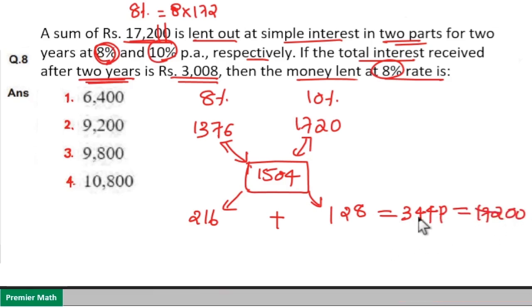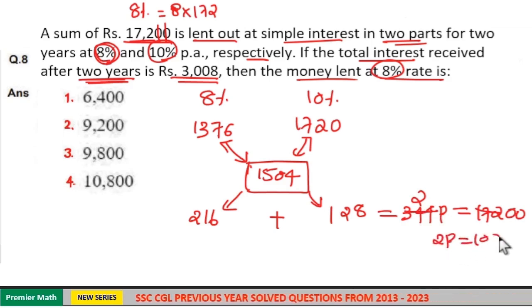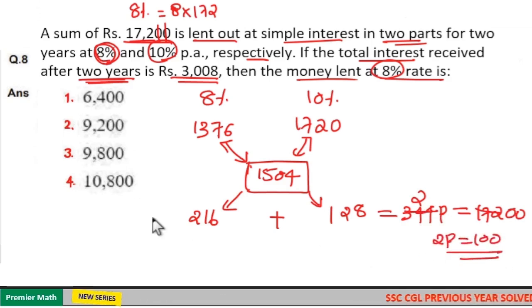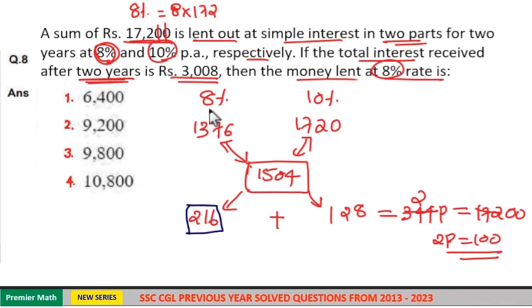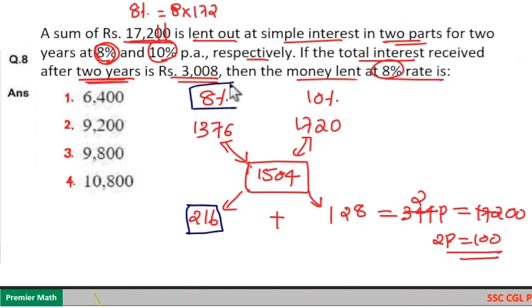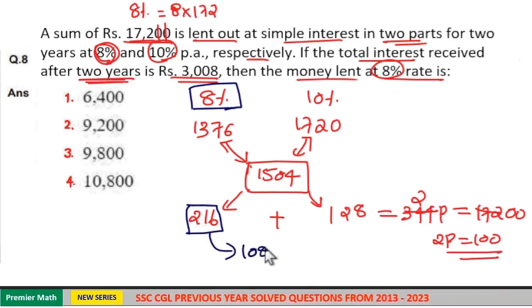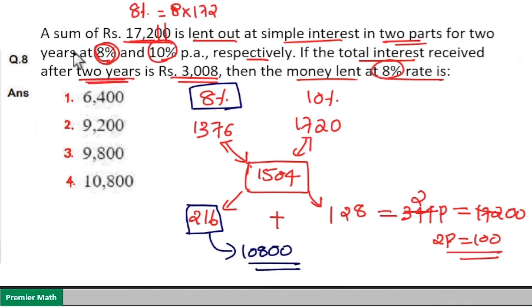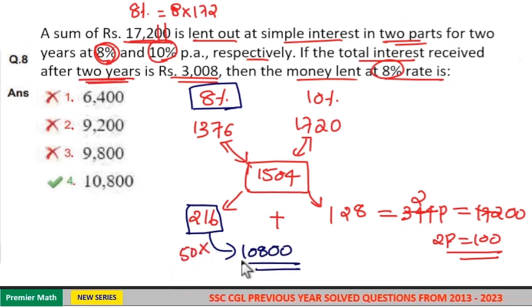17,200. 172 goes 2 times in 344. So 2 part is equal to 100. So we have to find out what is 216 part. That is sum lent at 8% is equal to 216 part. So here 2 part is 100 means if you take half of 216 which is 108. So 216 part is equal to 108 into 100. That is 10,800. Option 4 is your answer. That is just multiply 216 with 50.